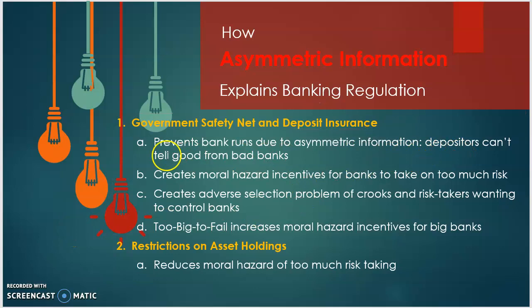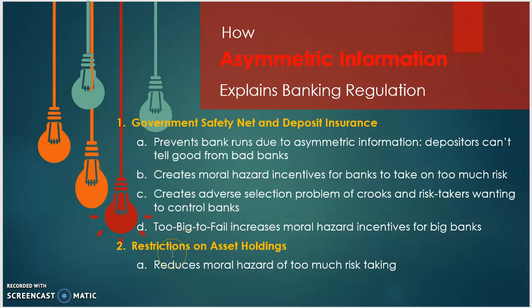So depositors cannot tell good from bad banks. This creates moral hazard incentive for banks to take on too much risk, and creates adverse selection problems of crooks and risk takers wanting to control banks. Okay, moral hazard and adverse selection are the problems that occur under asymmetric information. Adverse selection occurs before the transaction and moral hazard occurs after the transaction. Okay, and then too big to fail increases moral hazard incentive for big banks. The bigger the bank, the more risk will occur in that bank.